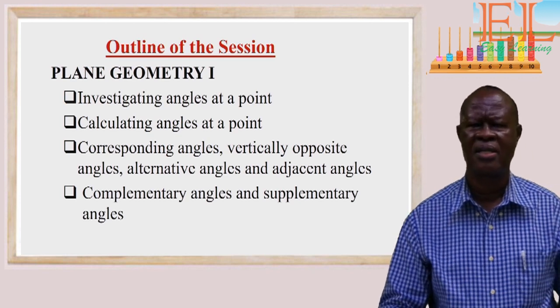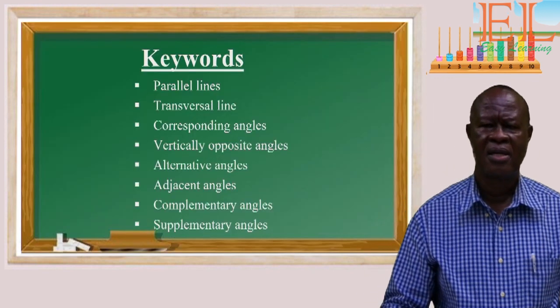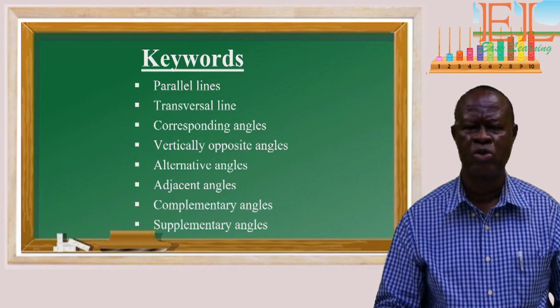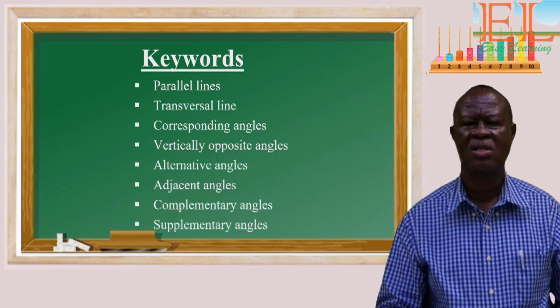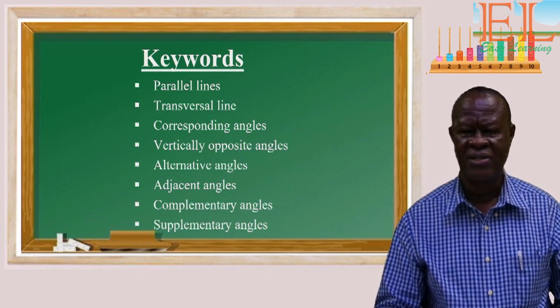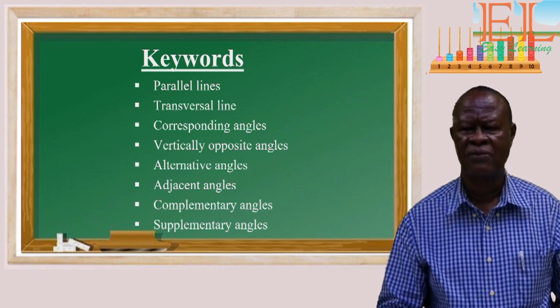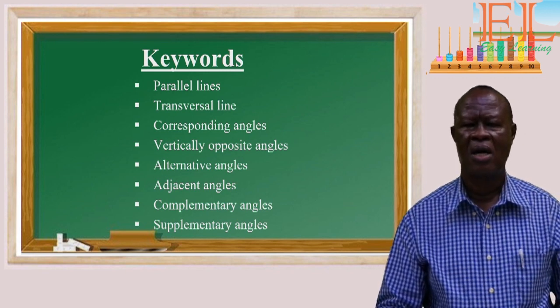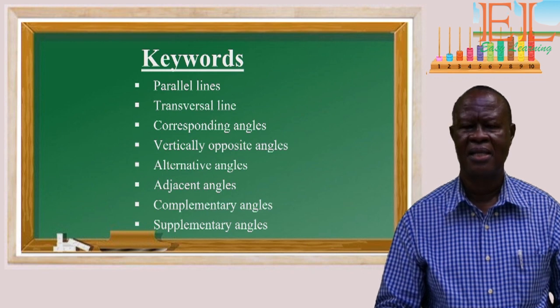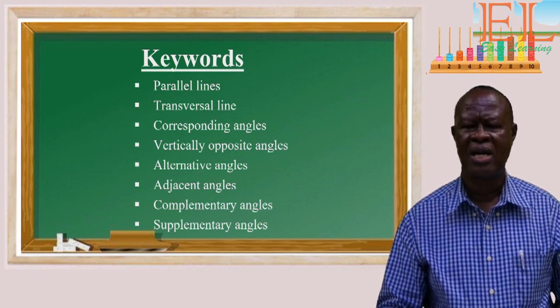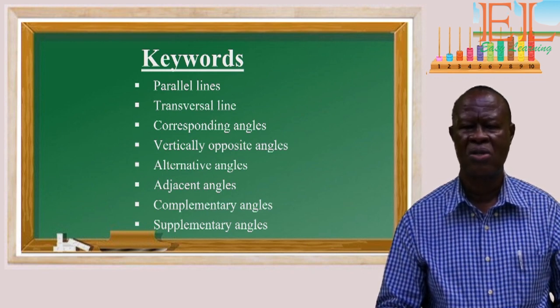As we move along, these keywords will be used: parallel lines, transversal lines, corresponding angles, vertically opposite angles, alternate angles, adjacent angles, complementary angles, and supplementary angles.